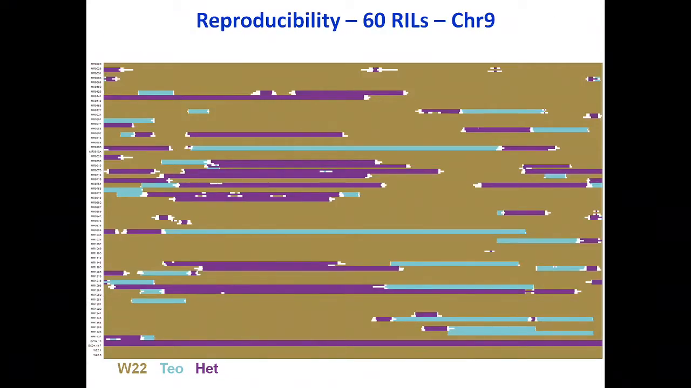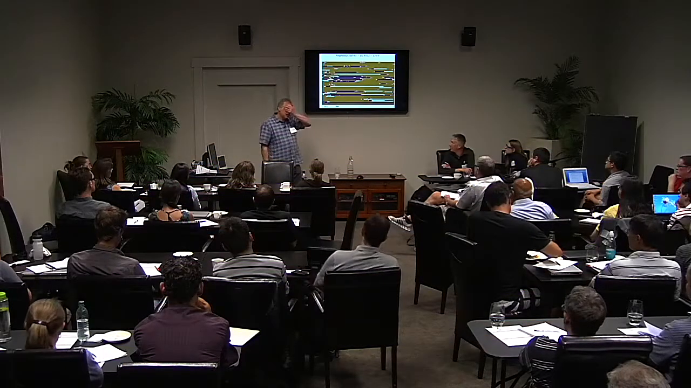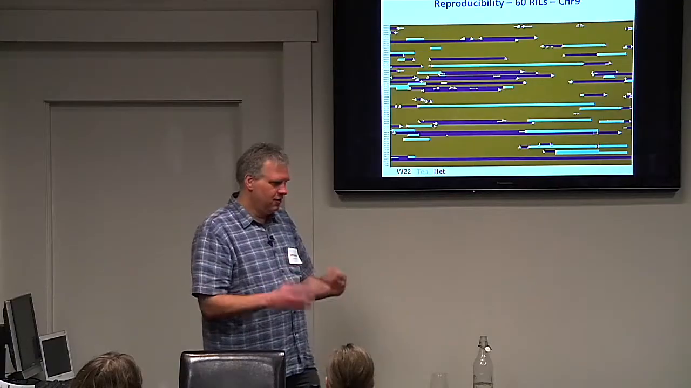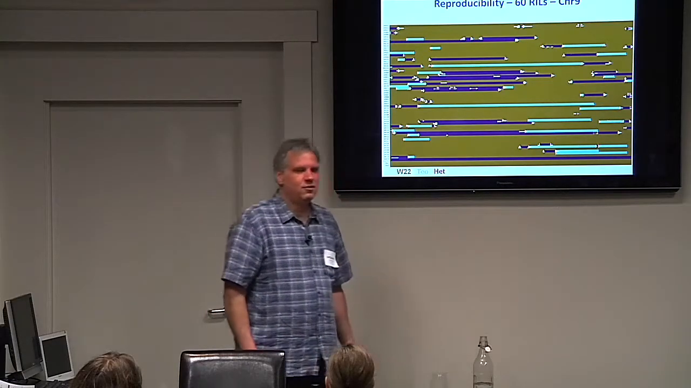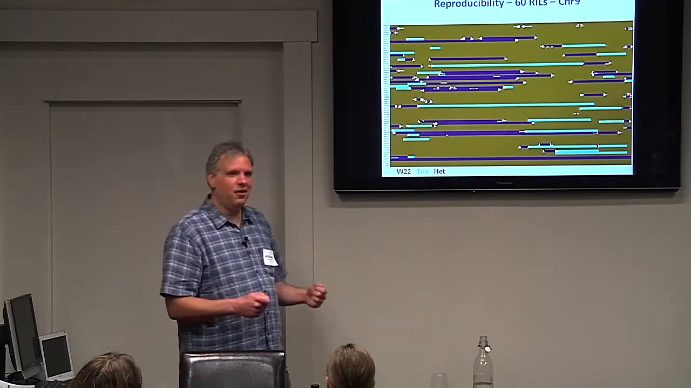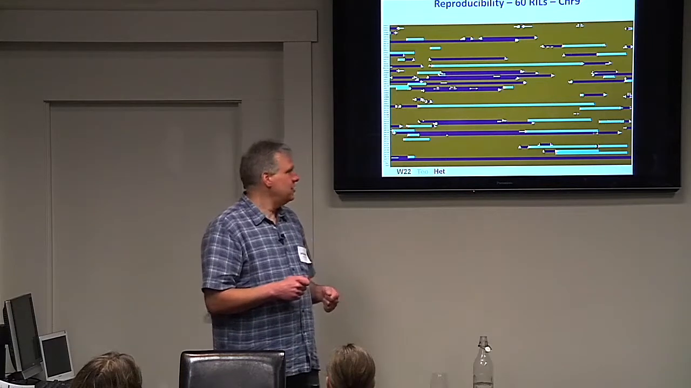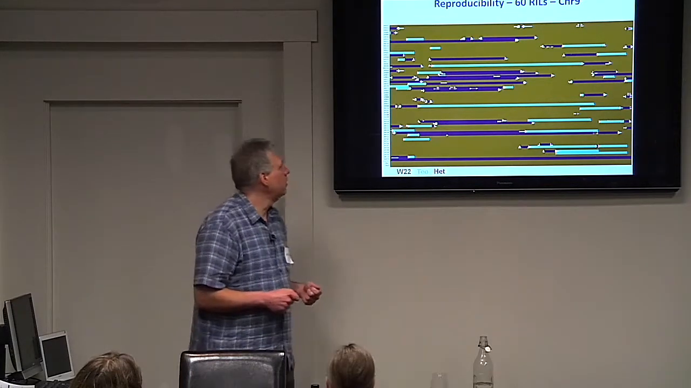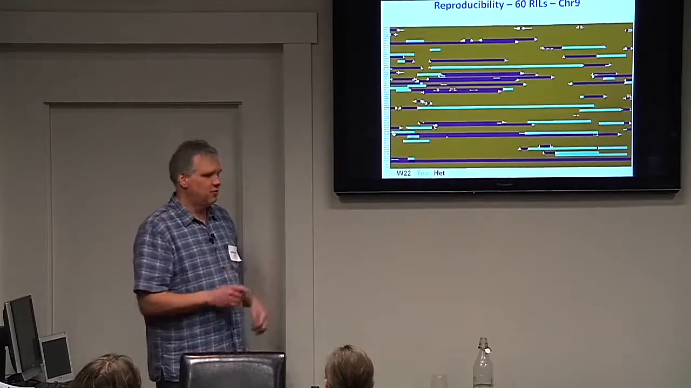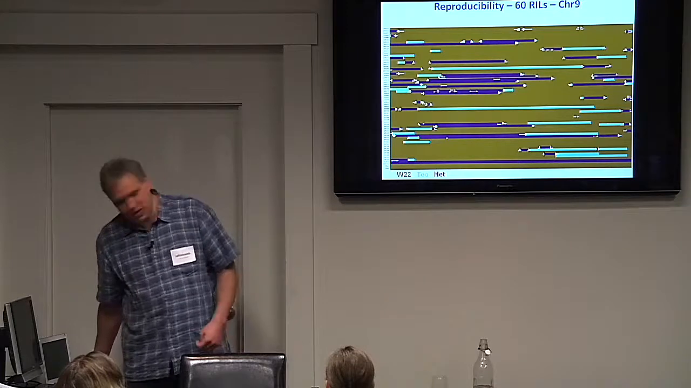Okay, so reproducibility. John was very skeptical about GBS, and I think this little data set convinced him. What he did was, for 60 of his RILs, he gave me 2 samples of each. One was from leaf tissue and one was from seedlings, but from the same RIL. He wanted to see that we get the same results. In the initial plot, I just combined those 2 together and used them as one individual. But here I split them out.